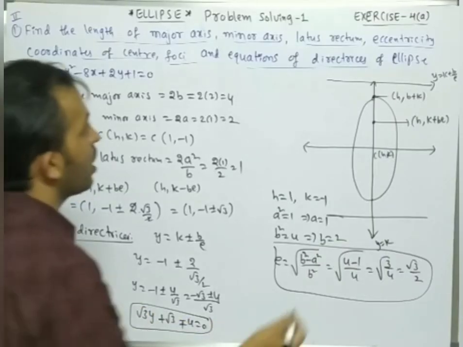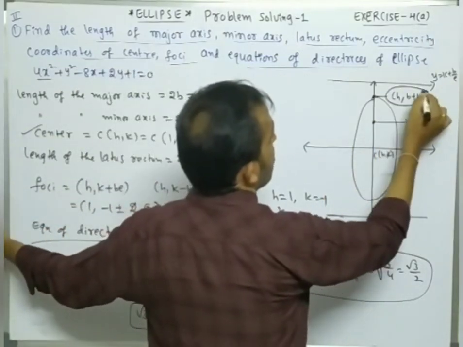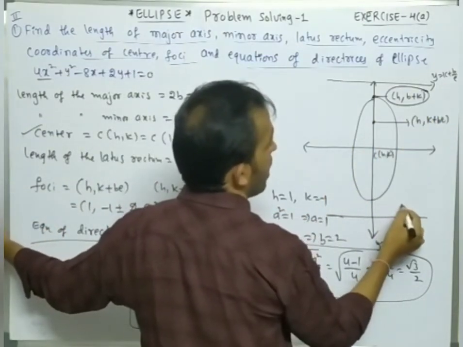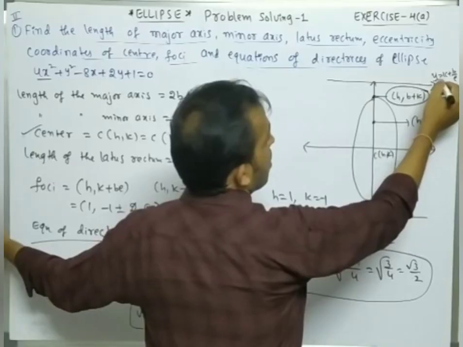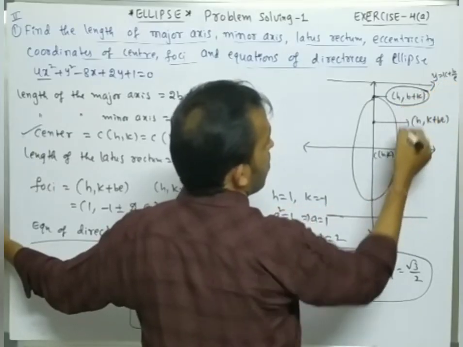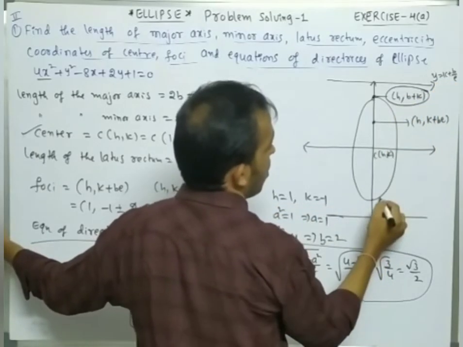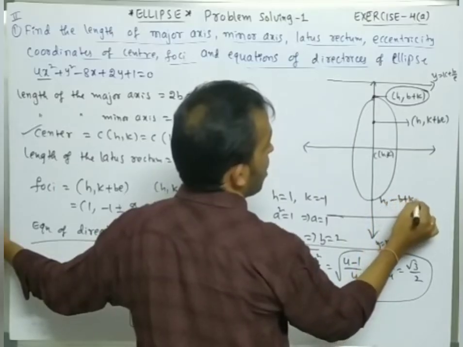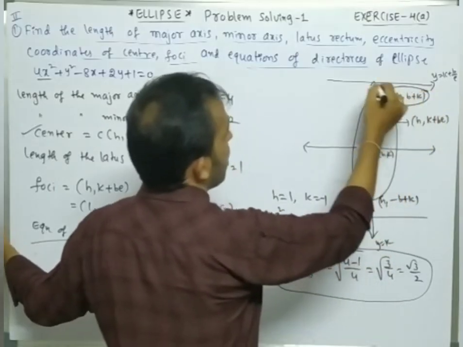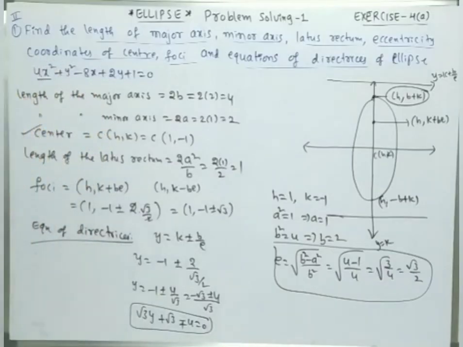Similarly, you can find the vertices: h comma b plus k, h comma b minus k. Next, h comma minus b plus k. Next, one more thing, equation of axis, y is equal to k. Like that we can write all those values. Okay.